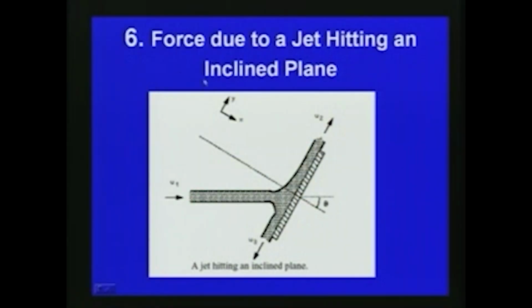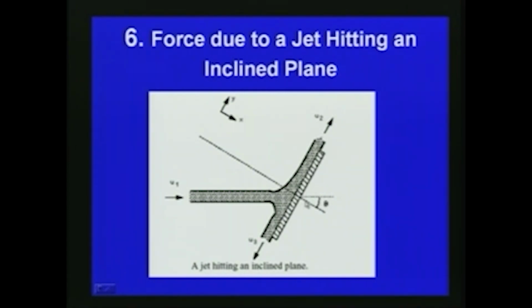Here you can see in this slide how the mechanism is. Many problems will be of this kind. Here the jet is coming with a velocity u1, and it is hitting an inclined plane.